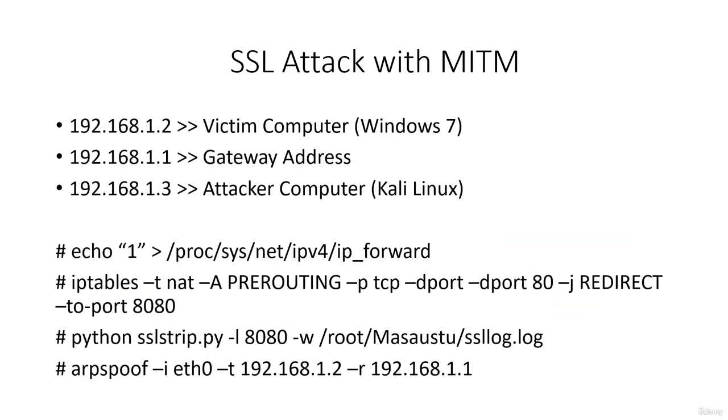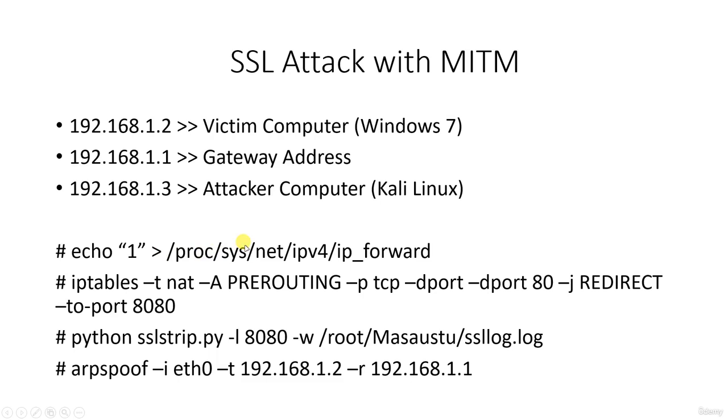So let's just switch our method. What are we going to do? We are going to select this IP as the victim computer, which is Windows 7, and use this IP as our gateway address, and we are going to use this 1.3 IP as the attacker computer, which is using Kali Linux. The first step is that the attacker should enable IP forwarding on this computer. Make sure you use this command on the terminal, which will enable IP forwarding in the computer.